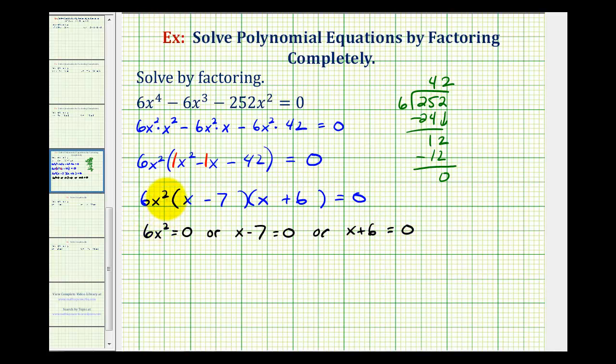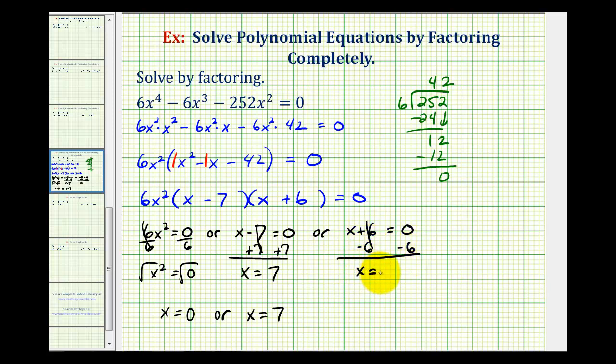Solving this equation for x, we would divide both sides by 6. This would give us x squared equals 0. If we wanted to, we could square root both sides of the equation. So we have x equals 0. Here we would add 7 to both sides, giving us a solution of x equals 7. The last equation, we would subtract 6 on both sides, giving us a solution of negative 6.